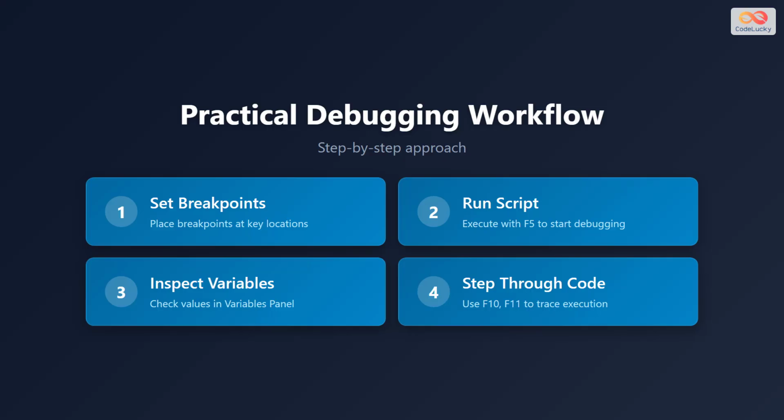Third, inspect variables in the Variables panel to check if they contain the expected values at that point. Fourth, step through your code using F10 for step over, F11 for step into, or Shift+F11 for step out. This systematic approach helps you methodically identify and fix issues in your PowerShell scripts.